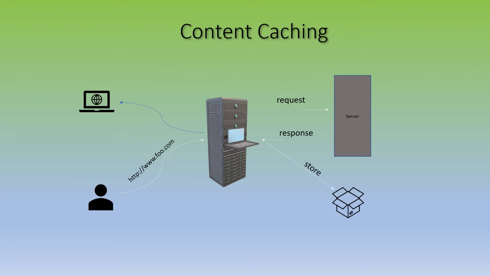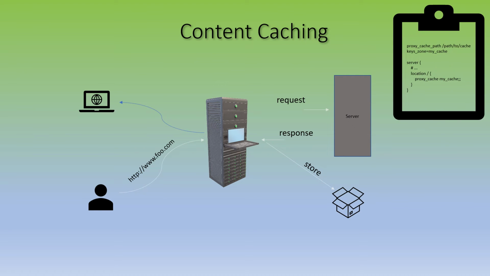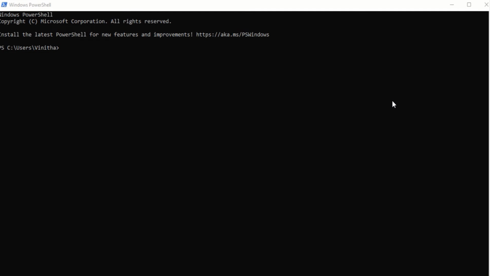When you store the response for the request in some physical location and fetch it directly from that location when the same request is made again. And nginx can be configured for caching by adding these configurations. Since we are done with discussing the 3 most popular use cases of nginx, let me just quickly show you the configuration file of nginx, which you can alter as per your requirement.